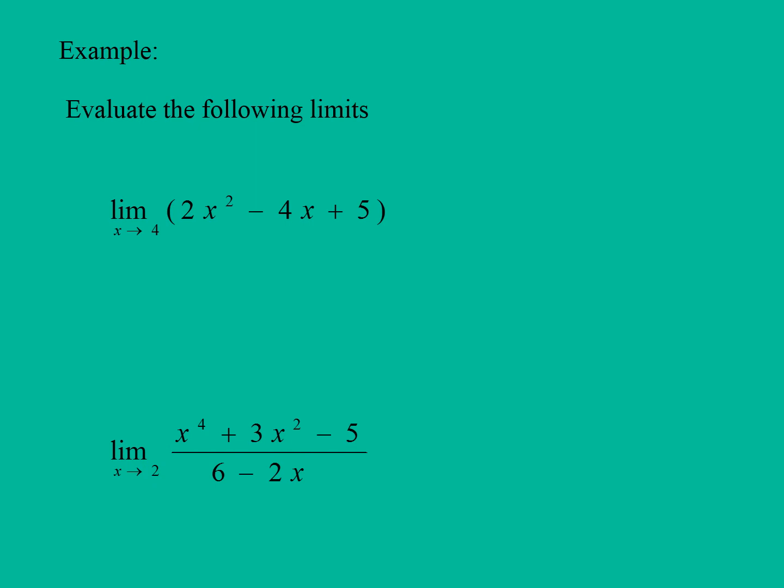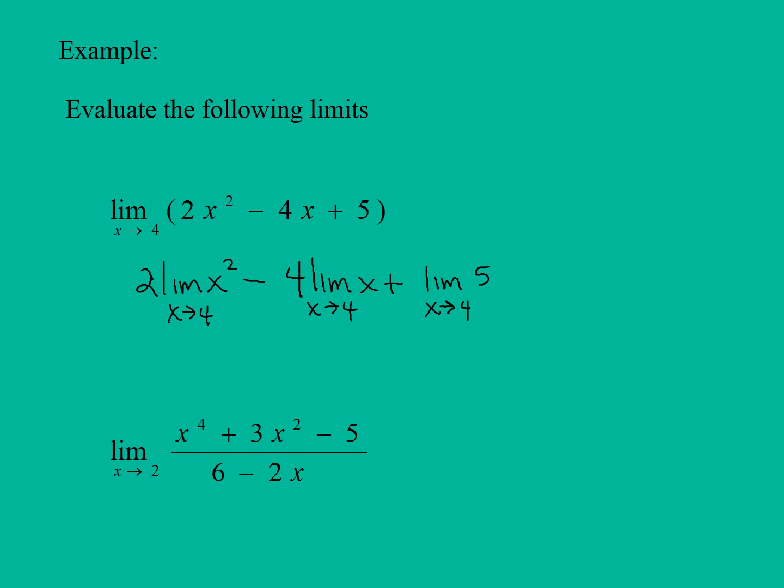Now, if I was to use the limit laws that we just looked at, I could rewrite this as 2 times the limit of x squared as x approaches 4, minus 4 times the limit of x as x approaches 4, plus the limit of 5 as x approaches 4. That's just using the limit laws we learned a few slides back.